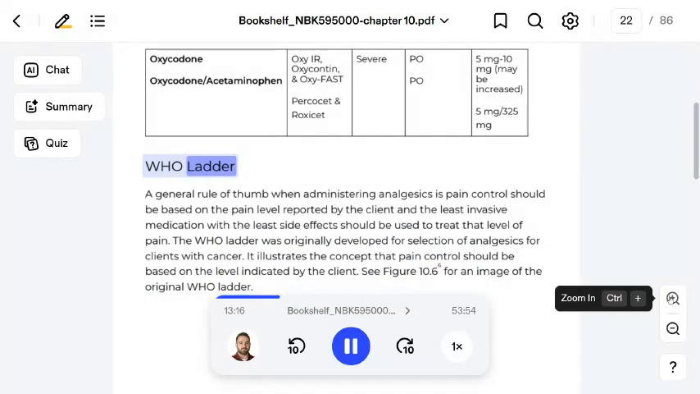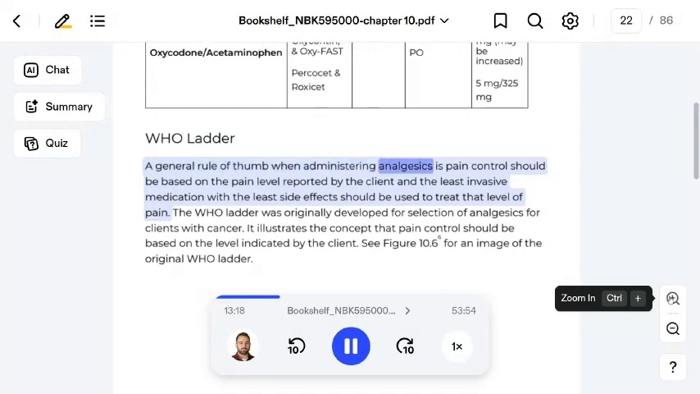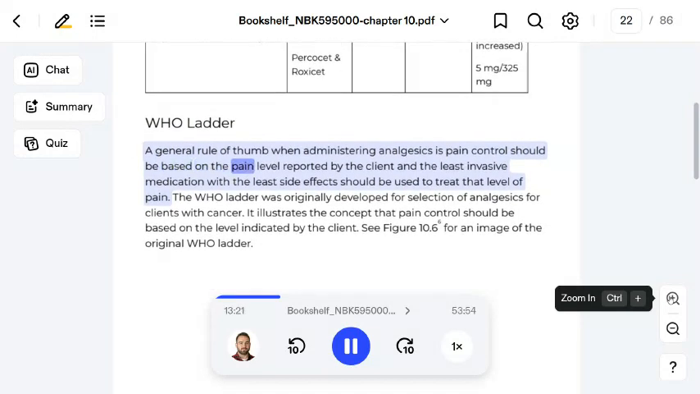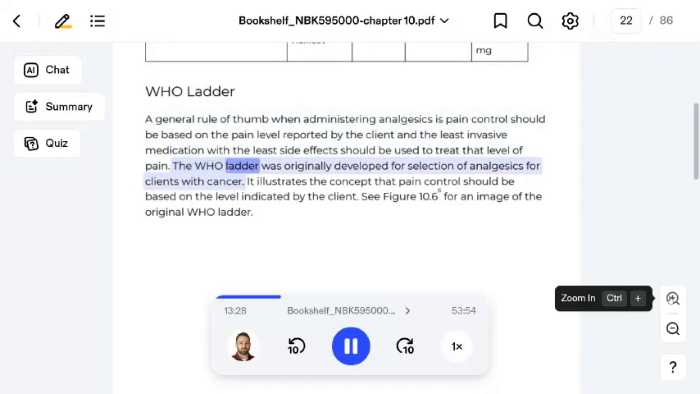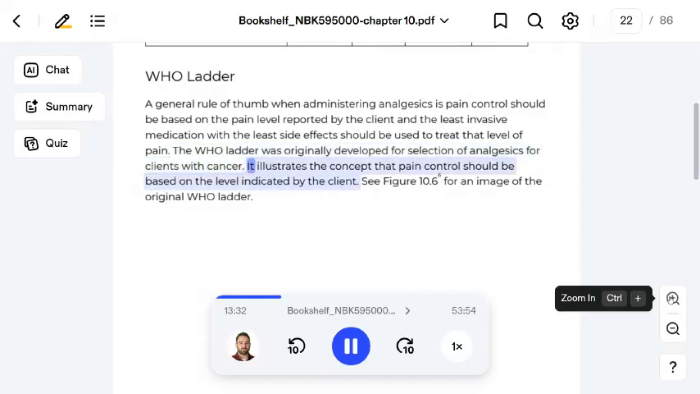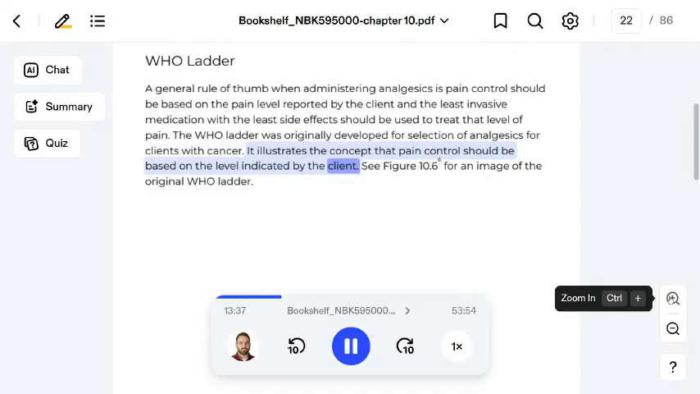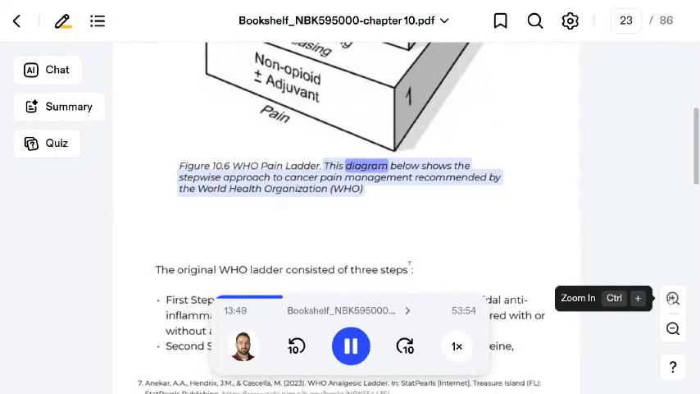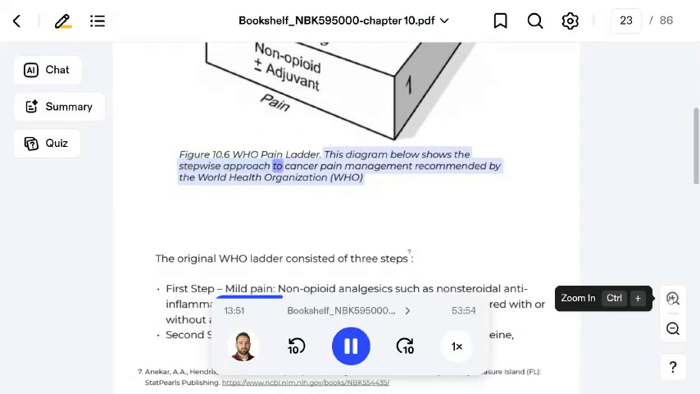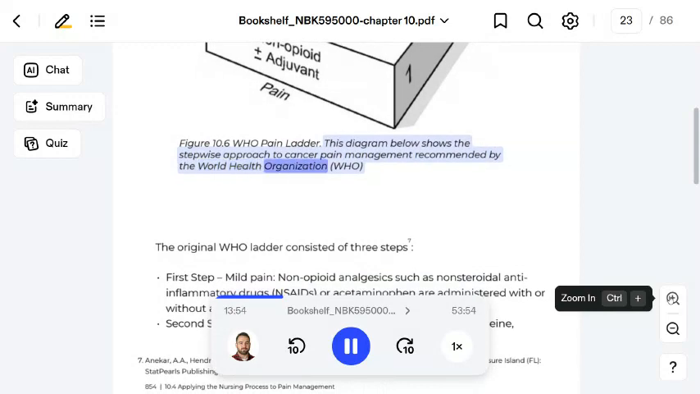WHO ladder. A general rule of thumb when administering analgesics is pain control should be based on the pain level reported by the client, and the least invasive medication with the least side effects should be used to treat that level of pain. The WHO ladder was originally developed for a selection of analgesics for clients with cancer. It illustrates the concept that pain control should be based on the level indicated by the client. See Figure 10.6 for an image of the original WHO ladder. Figure 10.6 WHO pain ladder. This diagram below shows the stepwise approach to cancer pain management recommended by the World Health Organization.